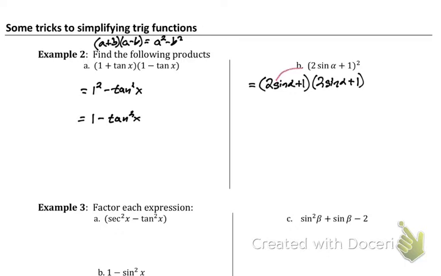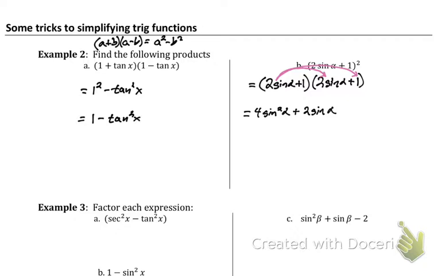I take the first term and I distribute it to the 2 other terms. So I take 2 sine alpha and multiply it by this 2 sine alpha. That's 2 times 2, which would equal 4. Sine alpha times sine alpha would be sine squared alpha. Then I take that first term and multiply it by the 1. 2 sine alpha times 1 is just 2 sine alpha. Done with that. If this was 3 terms, I would do it to all 3. If it was 4 terms, I would do it to all 4.